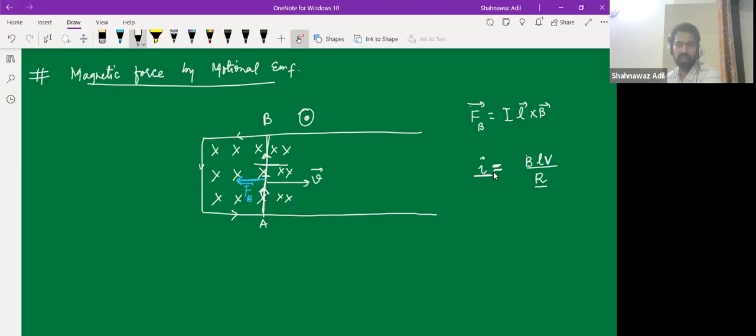But I want this current to be fixed, right? I want this current to be constant. So what should I do? If I want this current to be fixed, I want this velocity to be fixed. But this magnetic force is decreasing this velocity. It is pulling this wire in the left direction. So what should I do so that my velocity is constant, guys?